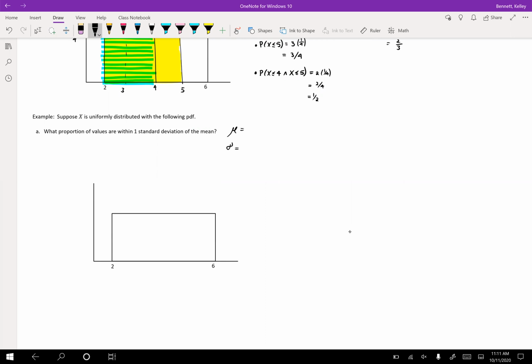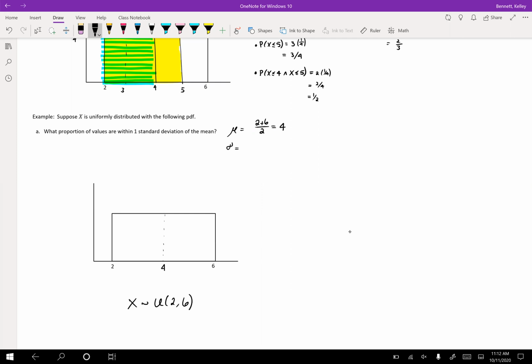So the mean is just (a plus b) over 2. Let's notice here that we're given that x follows a uniform distribution on 2 to 6. So that's my a and my b, that 2 and that 6. So I'm going to have 2 plus 6 over 2. That's going to give me 8 over 2, which is 4. So now I have my mean is 4. Right, that's the midpoint between 2 and 6.